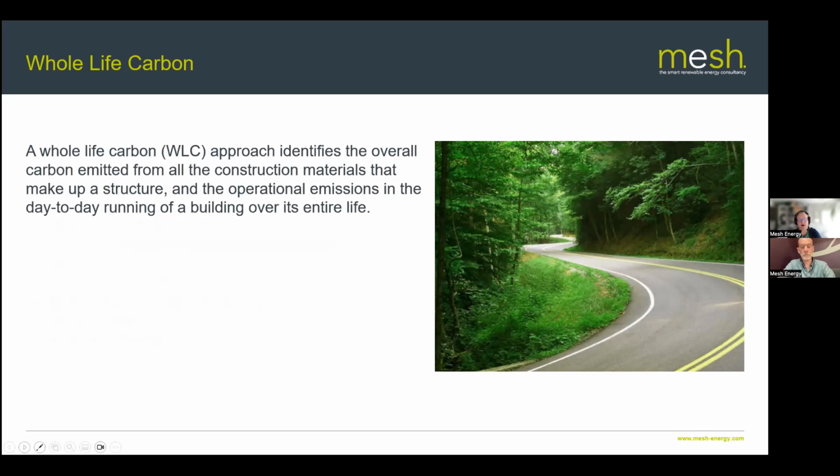So, whole life carbon is all about identifying the overall carbon emitted from the construction materials that make up the project, but also the operational carbon. So operational emissions we'll be familiar with as a result of Part L compliance calculations, for example. And what we're doing, we're calculating these emissions based on the day-to-day running of the building over its entire life.